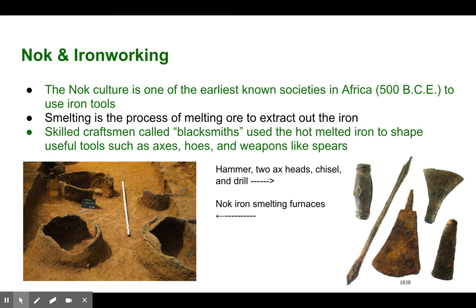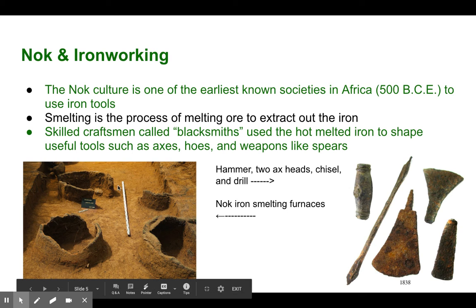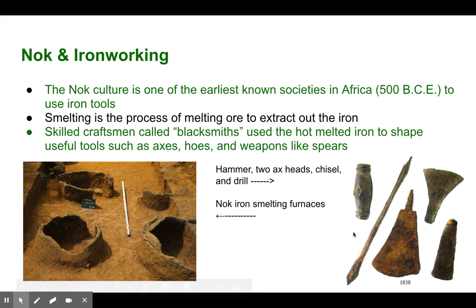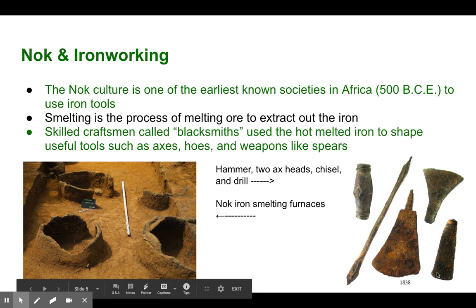We have 2 photos here. The one on the left is the Knock iron smelting furnaces, where they would put the ore and heat it up using charcoal and melt the iron out of the ore that could then be shaped into tools. Here's an example of what some of these tools look like today. We have in this one a hammer, 2 axe heads, a chisel, and a drill. Okay. These aren't quite as old as Knock ironworking artifacts, but they give us an idea of what they might have looked like.